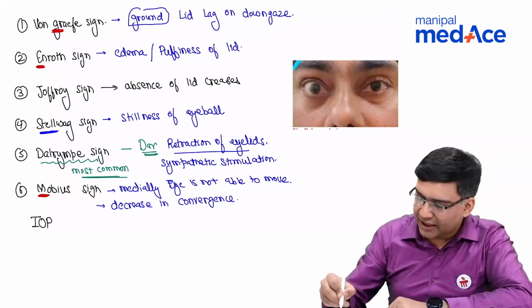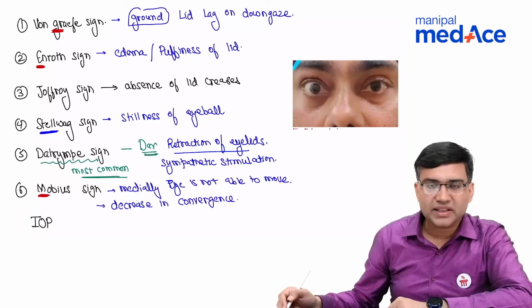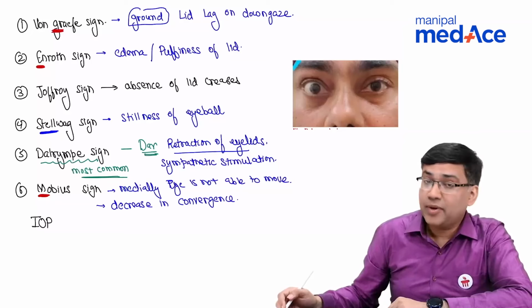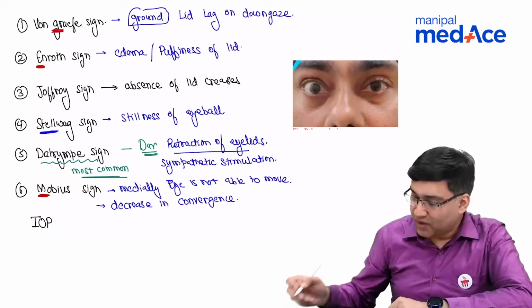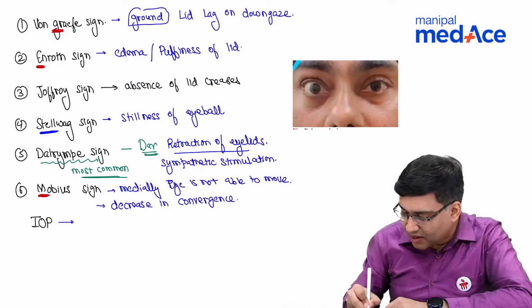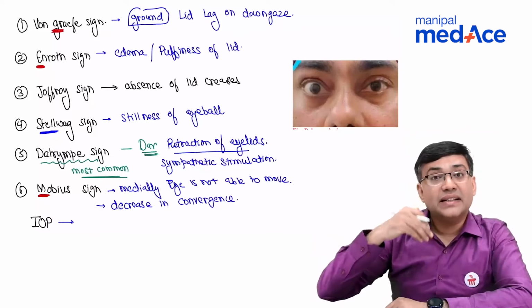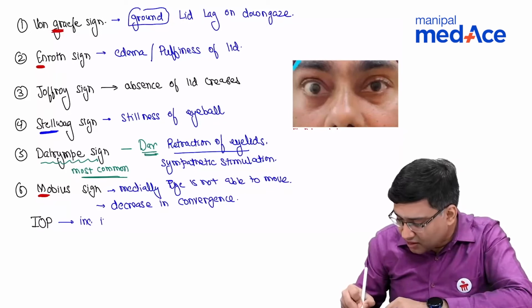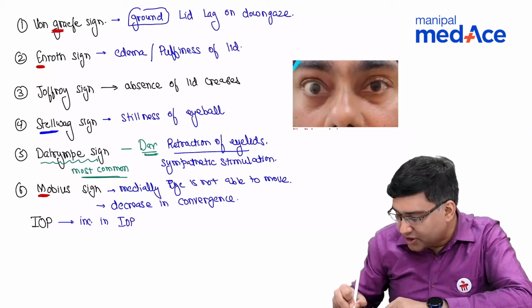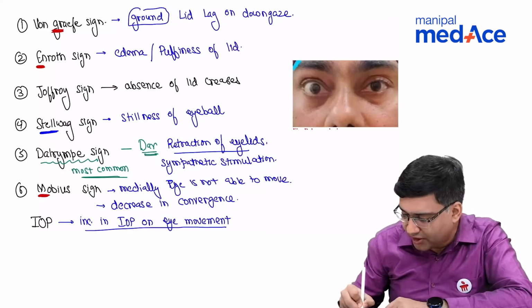Last but not the least, I would like to have your attention towards the intraocular pressure effect of thyroid ophthalmopathy. When I was talking about the risk factors of primary open angle glaucoma, I told you thyroid eye disease is a risk factor for primary open angle glaucoma. So remember, in these cases, the IOP may be normal in primary gaze, but when the patient moves the eye, there is an increase in the intraocular pressure on eye movement, a very important point to understand.